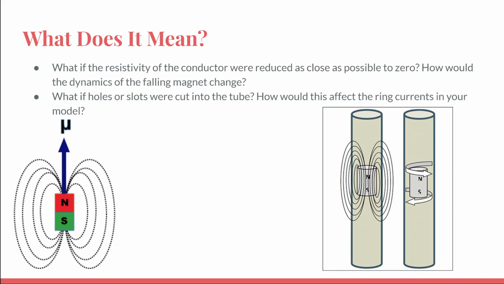If holes were cut into the tube, then there would be spots along the tube where there is no induced current and no magnetic force on the magnet. This means that as the magnet fell through these areas, the only force on the magnet would be the force of gravity. So the velocity of these spots would be equivalent to the velocity outside of the tube.